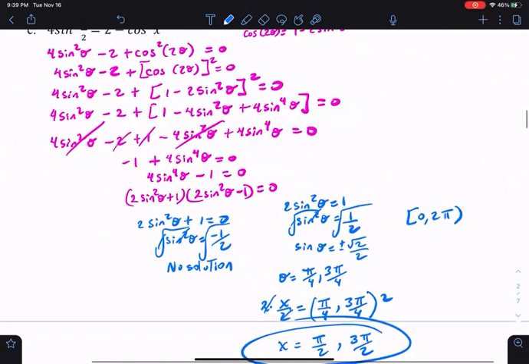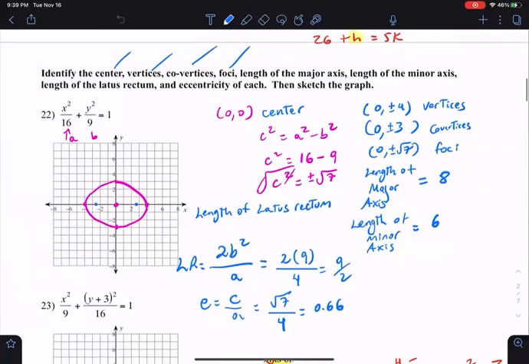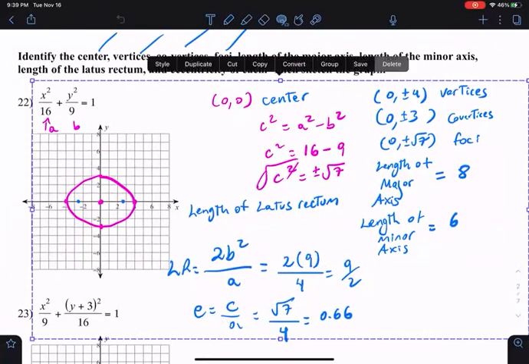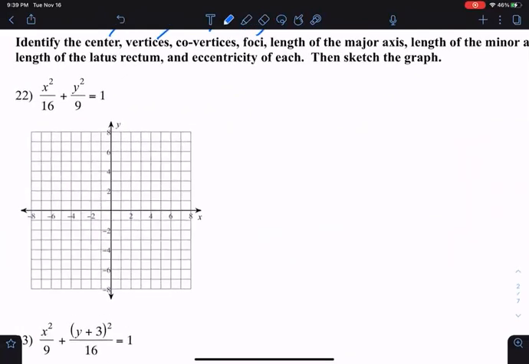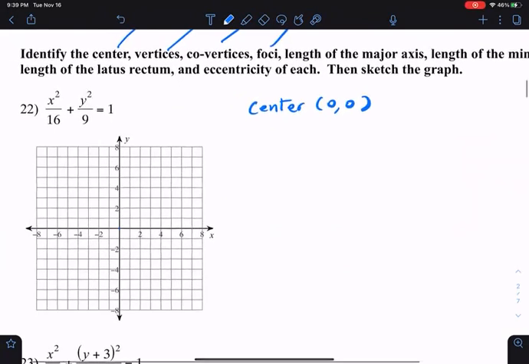Okay, and then somebody asked me about problem 22 from the homework. So I'm going to do that from scratch so you can get it if you are confused. Here they say identify the center. You can tell right away what the center is. The center is (0, 0), right? So that's here.